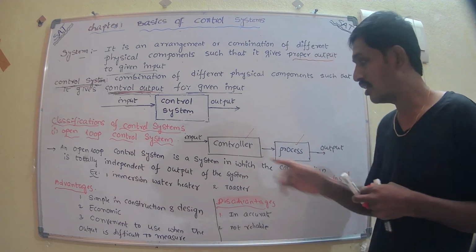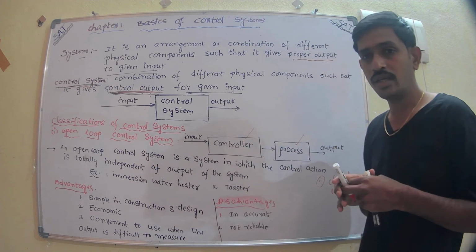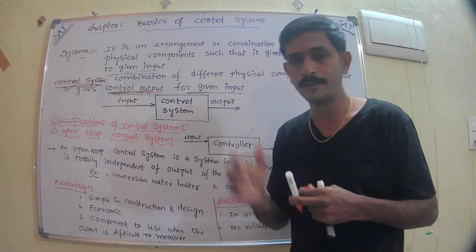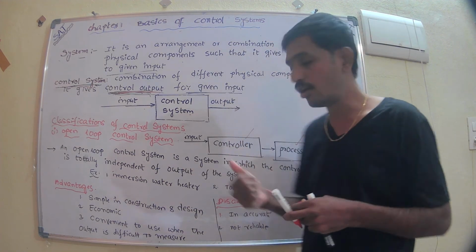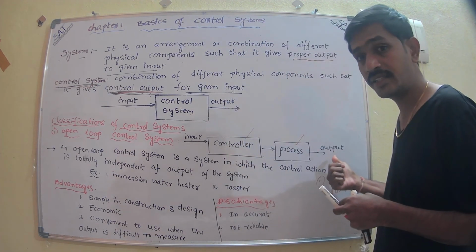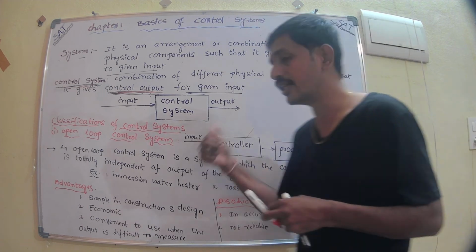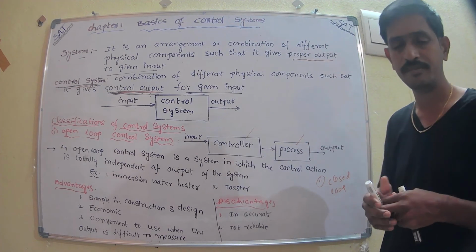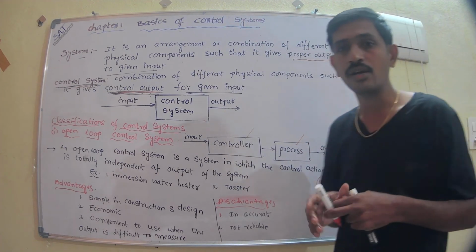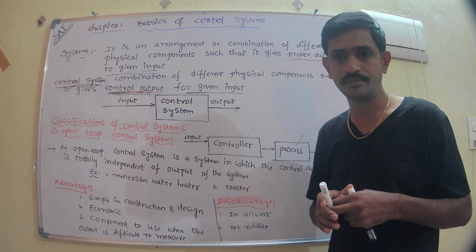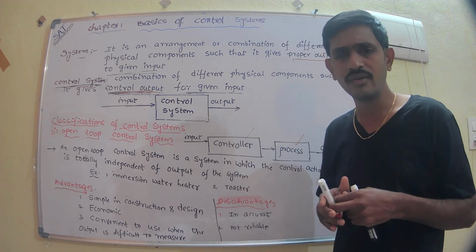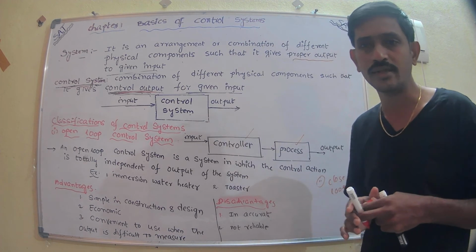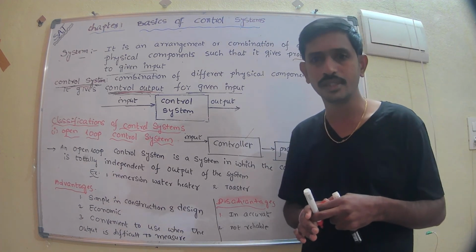Always, if the input knows what the output is, then according to the output, the input is controlled. But in this case, the output is independent of the input. That is the drawback in the open loop control system. When to stop heating the water, we don't know. Manually we can switch off the heater. That is called the open loop control system.